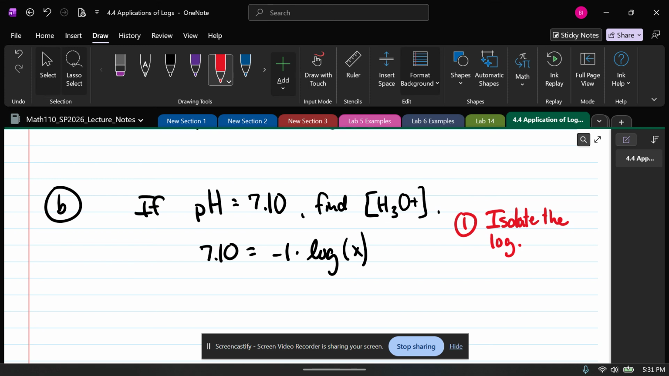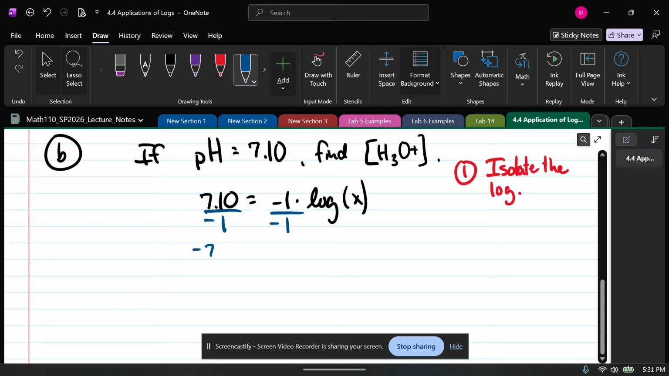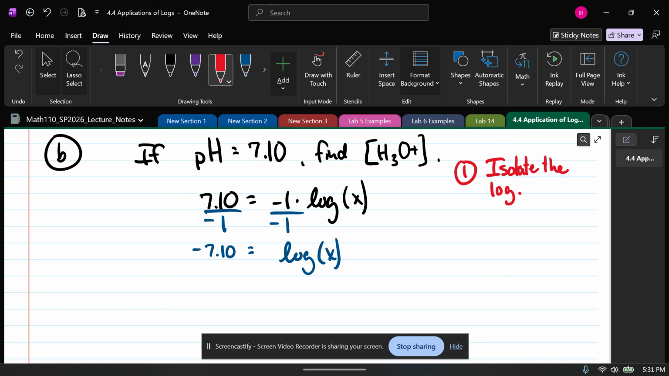What's not part of that logarithm? The -1. I'm going to get rid of that -1 by dividing by -1. That's going to give me -7.10 equals log of x. Then I've got to remember, what is the base of that logarithm when there's nothing written there? 10.